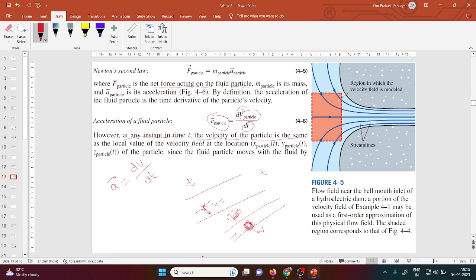We are not going to track at a different time, only at a particular time. And this makes sense, at a particular time at a location. If we consider the same location, your control volume is there, and at the same location your fluid particle is there, at an exact time your particle velocity and your field velocity will be the same. This is what is written here, since the fluid particle moves with the fluid by definition.